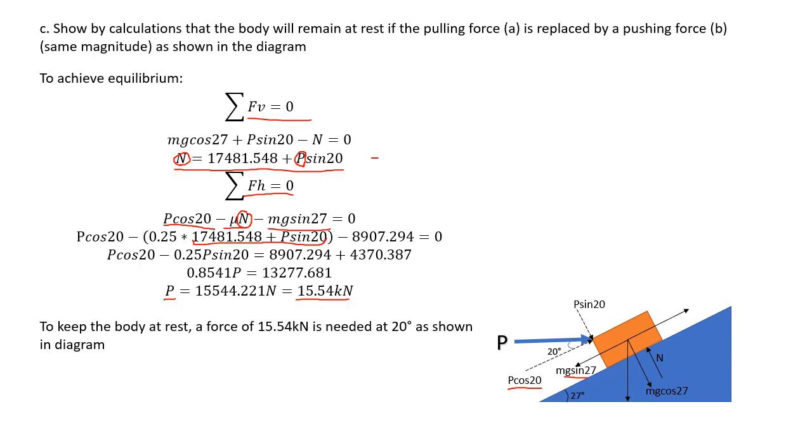Now, to keep the body at rest, a force of 15.45 kilonewtons is needed, pushing at a 20-degree angle as shown, to keep it still. Pushing any harder, with a greater force, would accelerate it up the hill.